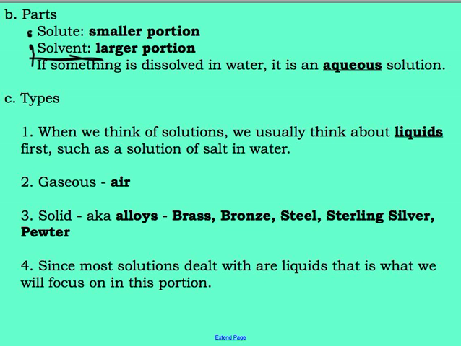So we do have some different types, and I said this in the very beginning here. We think of things as a form of liquids, but keep in mind that air is definitely a solution. And we have a lot of solid solutions, which are what we call alloys. Common ones are brass, bronze, steel, sterling silver, pewter. We're going to focus on the liquids because that's what we deal with most directly. But again, it can be all sorts of things.